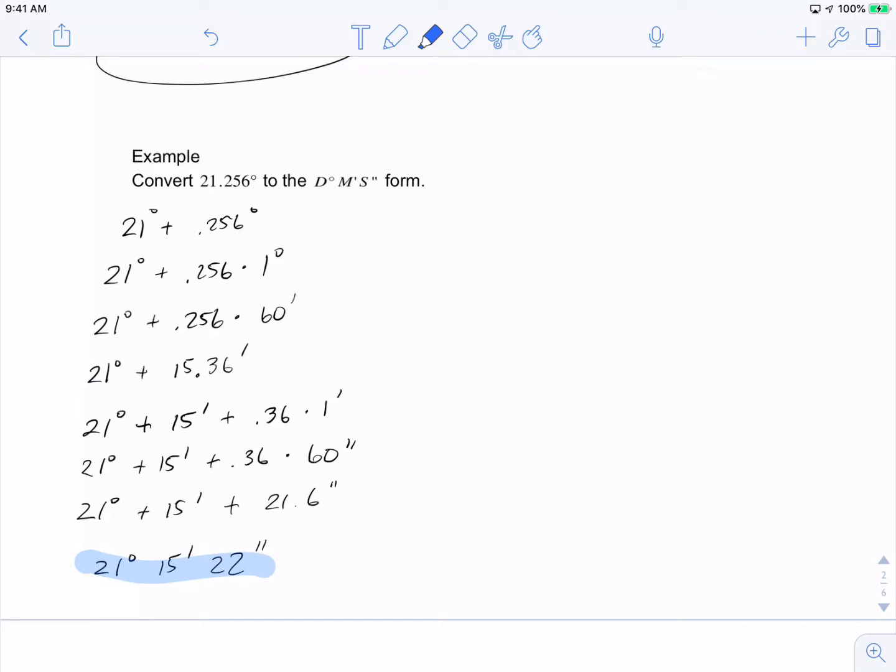But again, for the conversion, we have to remember that 1 degree is 60 minutes and that 1 minute is 60 seconds. And that's what I used for the conversions that I used here.